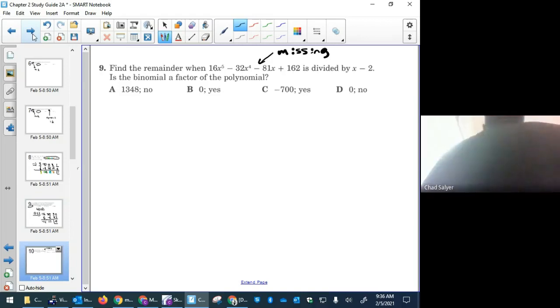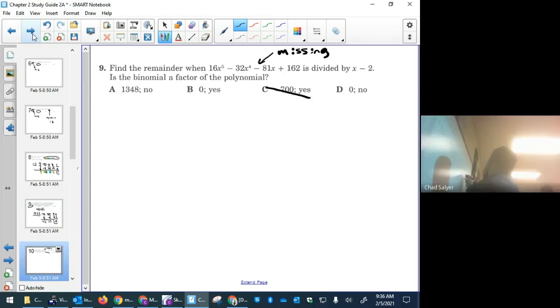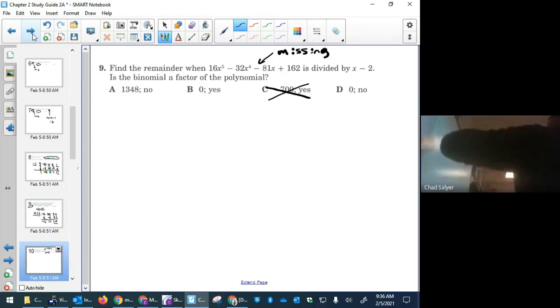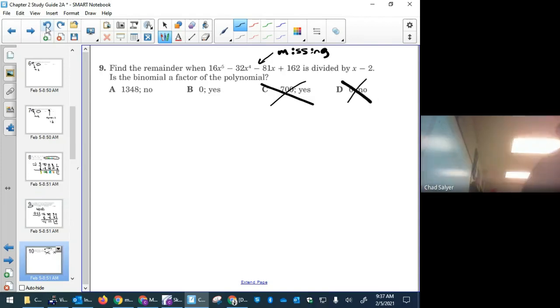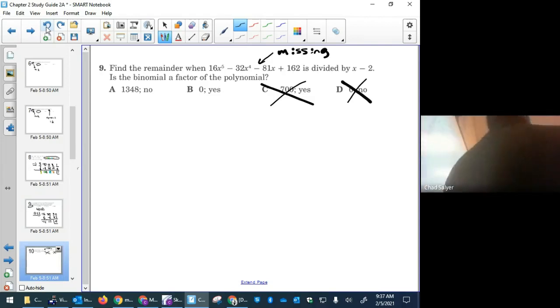Well, a couple of these I can discount right away. Why can I say this one is baloney right away? Well, because it's a non-zero remainder and they're saying it's a factor. That's not possible. And here, I know this one's baloney because zero remainder, and they're saying no. Zero remainder means yes. Non-zero remainder means no. So we can ignore those two without even computing the problem. That gets you to 50%.